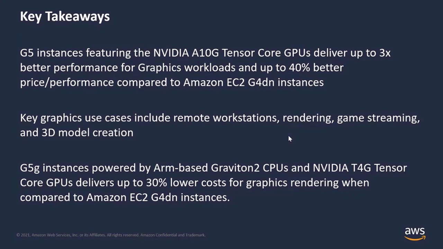Okay, now we'll revisit some key takeaways from today's session. First, the G5 instances featuring the NVIDIA A10G Tensor Core GPUs, which deliver up to 3x better performance for graphics-based workloads and up to 40% better price performance compared to our previous generation G4DN instances. Some key graphics use cases include remote workstations, rendering, game streaming, and 3D model creation. Also, we took a look at the G5G instances, which are powered by our ARM-based Graviton2 CPUs and provide NVIDIA T4G Tensor Core GPUs, which deliver up to 30% lower cost for graphics rendering when compared to Amazon EC2 G4D instances, with use cases in rendering, game streaming, as well as device parity between edge to cloud for ARM-based workloads.